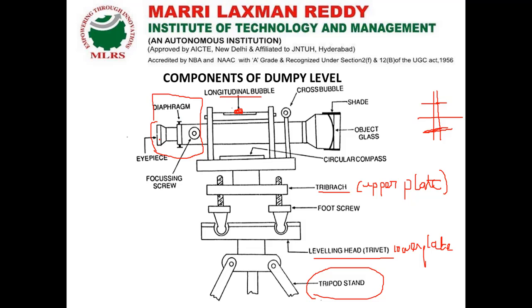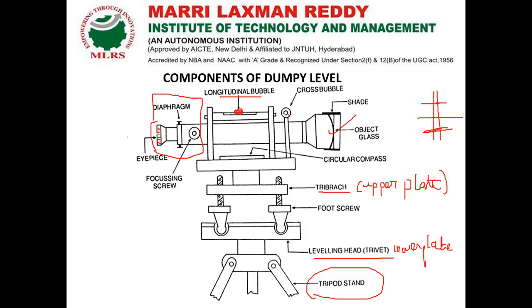The eyepiece consists of one rotating arrangement. Here we can rotate it. By adjusting the eyepiece we are able to view these crosshairs clearly by rotating clockwise or anti-clockwise. And by rotating the focusing screw we are able to view the objects present in front of the telescope, and that should be very clear with the help of rotating the focusing screw.